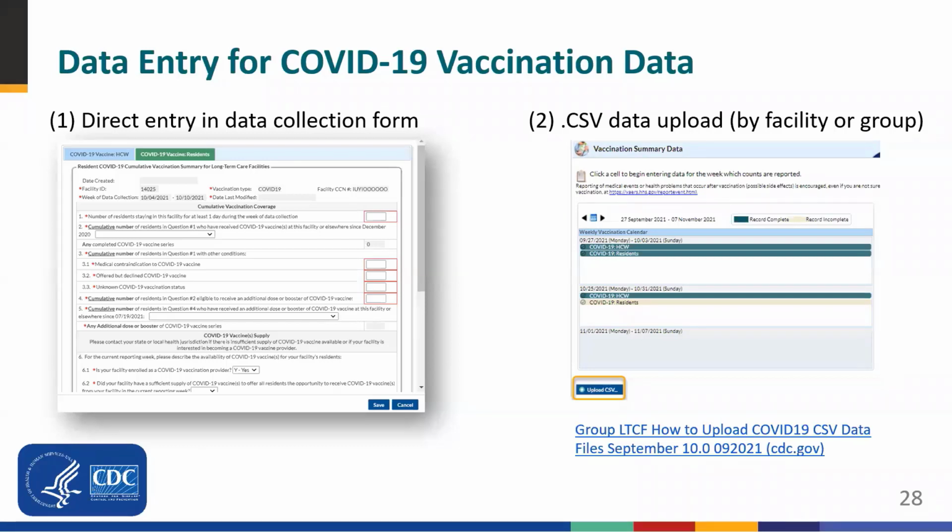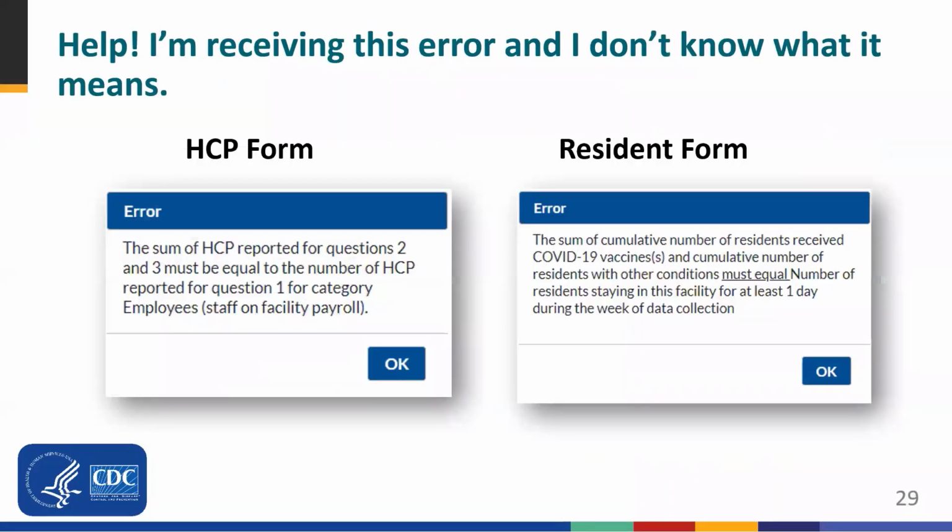We'll now go over some tips for data entry, focusing on the data collection form. Some facilities have received the error that the sum of individuals reported for questions 2 and 3 must be equal to the number of individuals reported for question 1. This error is generated when data are entered for questions 2 and 3 that are greater than or less than the total number of individuals reported in question 1.